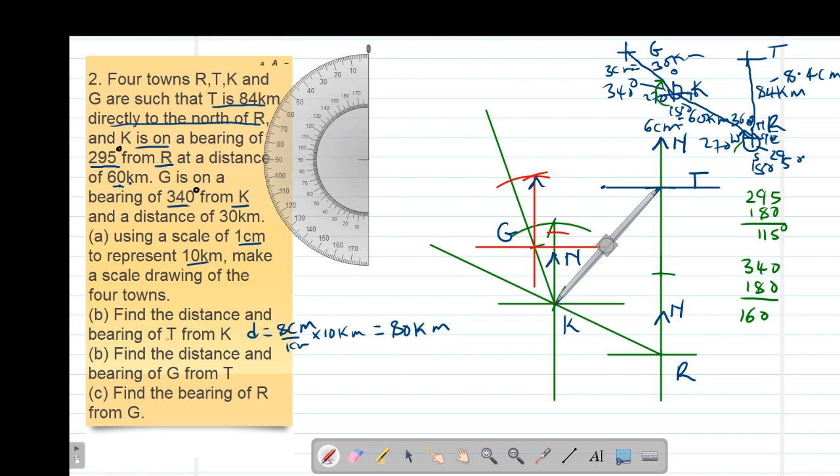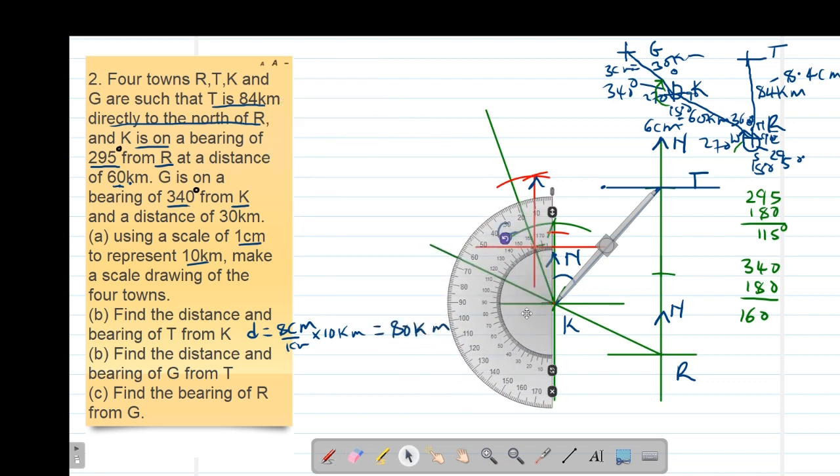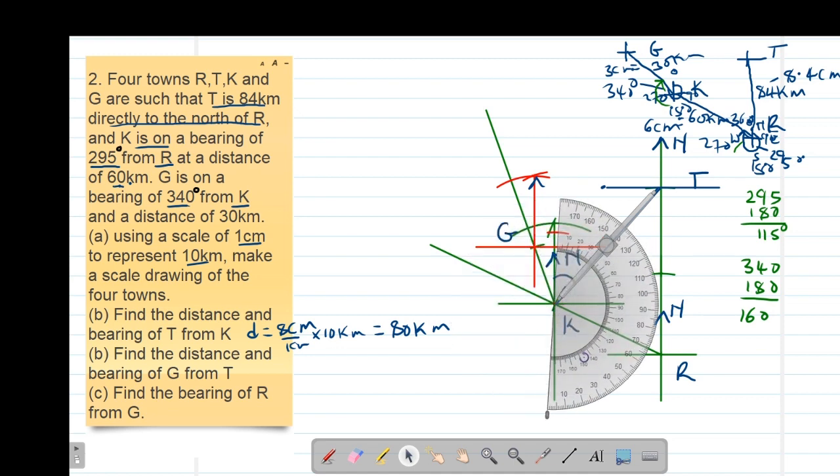Then the bearing of T from K. So the angle should be measured from the point K. So this is our point K. So the angle that is required is this from K. This angle, that is what they want. So using my protractor, I need to measure that angle. So I'll simply put it this way. I flip it this way. Let me remove this. So the angle is around 45. You can see I'm using the inner scale.